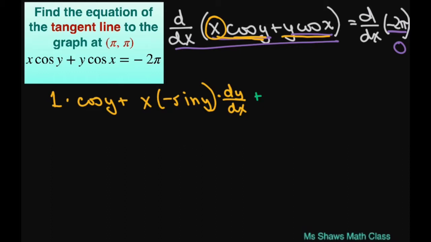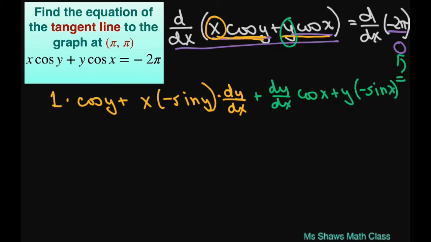For this piece, we're going to get plus, differentiate your y, so that's just the derivative of y with respect to x, times cosine of x, and then copy down your y, and this is going to be times the derivative of cosine of x, which is negative sine of x, and this all equals that 0 there.